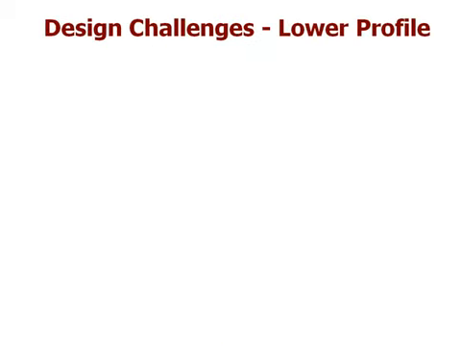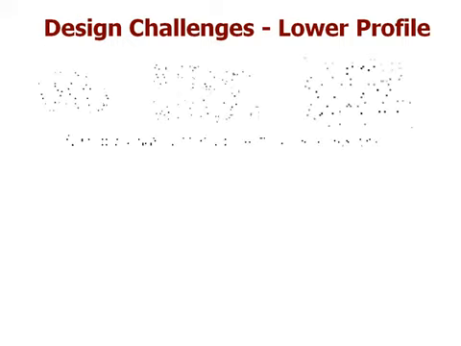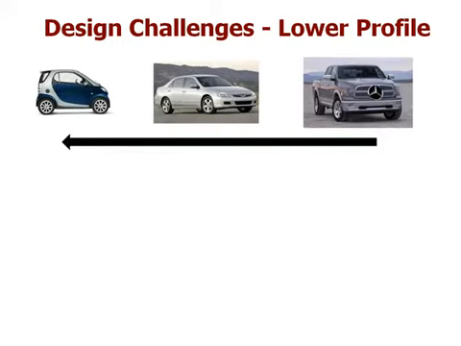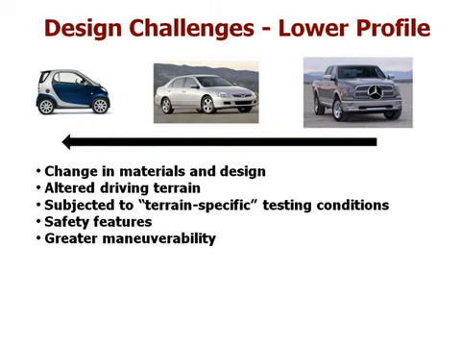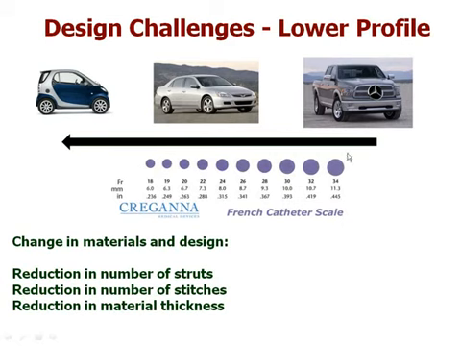So one of the design challenges of transcatheter aortic valves is going to a lower profile device. And we can make the analogy with the car industry, where you have a truck design going down to a smart car. And some of the considerations are going to be a change in materials and design. There's going to be altered driving terrains for these vehicles, and therefore they're going to be subjected to terrain-specific testing conditions. They're going to have different safety features, and you can imagine that with the smart car, you're going to have greater maneuverability.